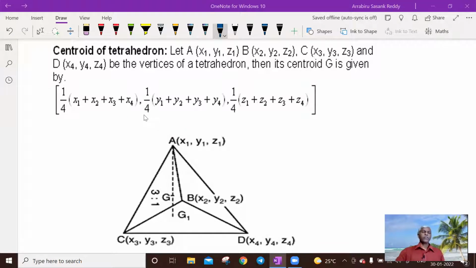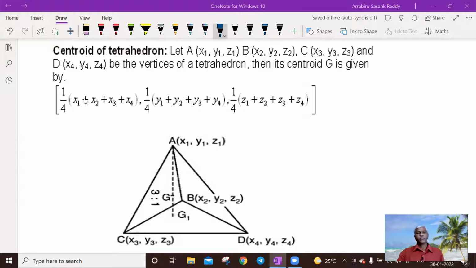It is also similar to the centroid of a triangle. There we have 3 vertices ABC, so (x1 plus x2 plus x3) by 3. Here in the case of a tetrahedron, we have 4 vertices ABCD, 4 points. So add the sum of the x coordinates by 4, the sum of the y coordinates by 4, the sum of the z coordinates by 4 in all the 4 points. So this is also similar to the triangle centroid.